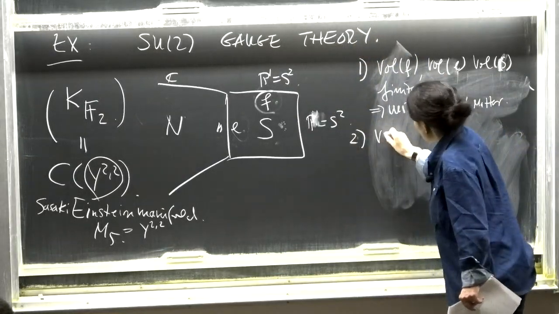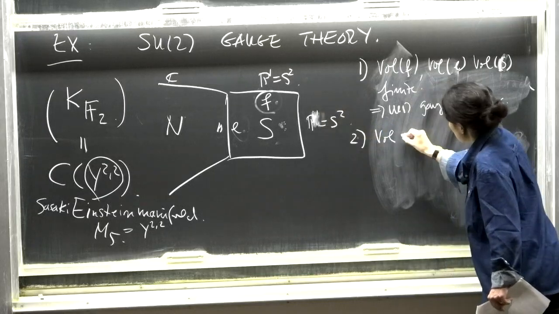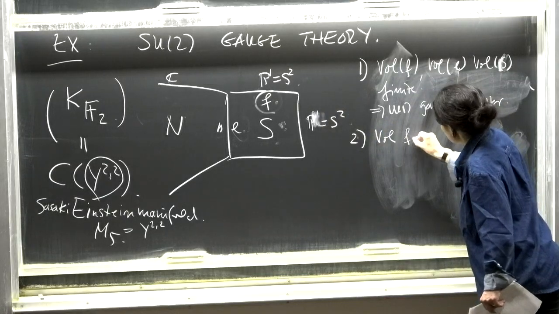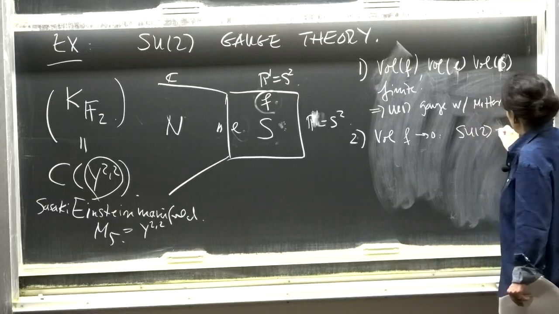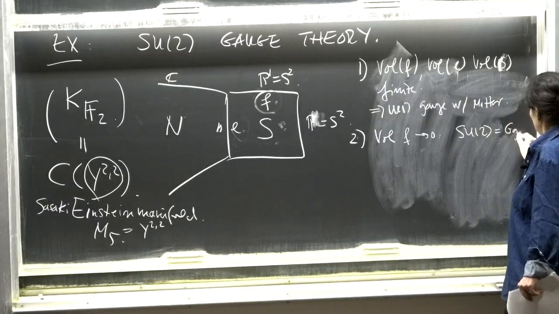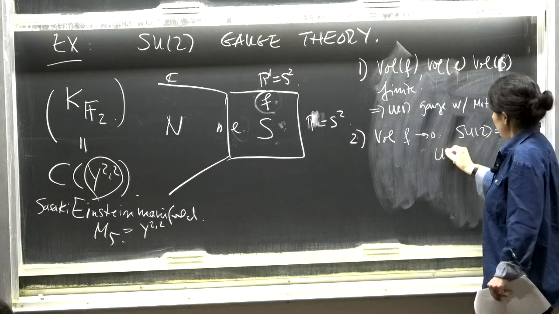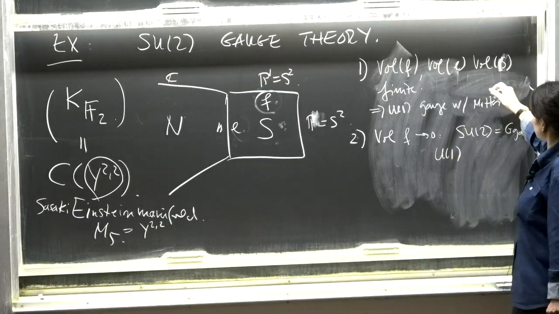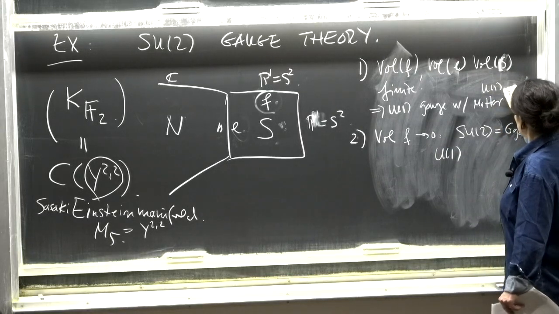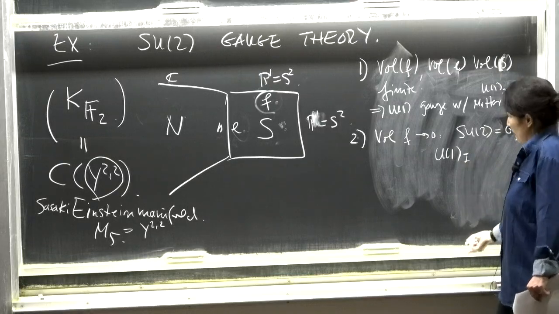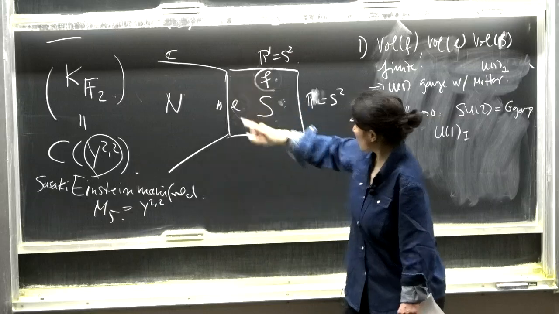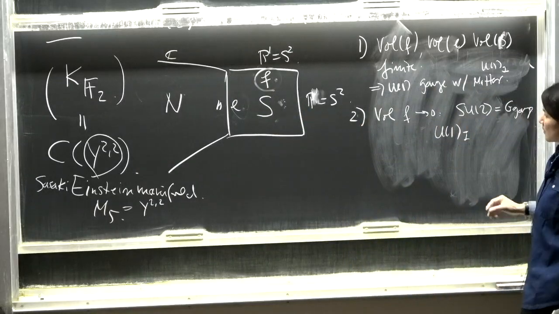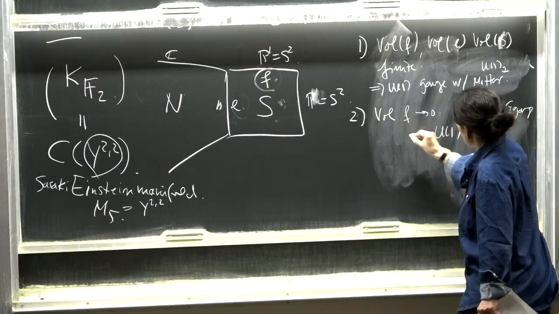If we take the volume of this curve F to 0, we get an SU2, this is our gauge group, and a U1 flavor symmetry. So there's also here this U1 flavor symmetry, this is instanton symmetry. But because this curve here has finite volume, you still have a U1 flavor symmetry. So this is our flavor.